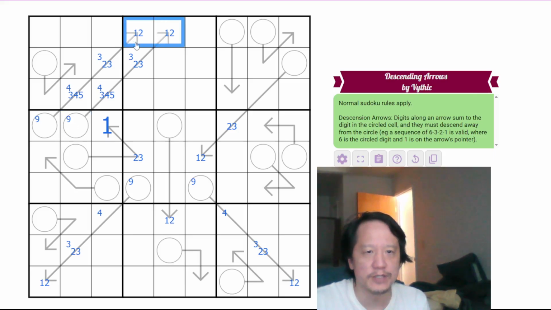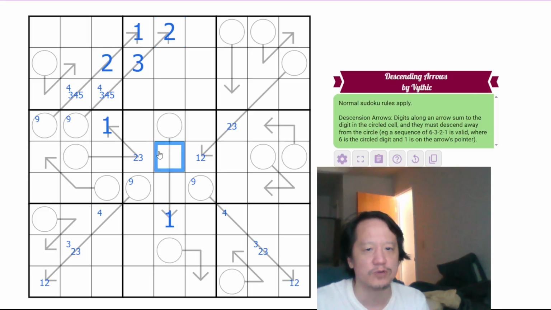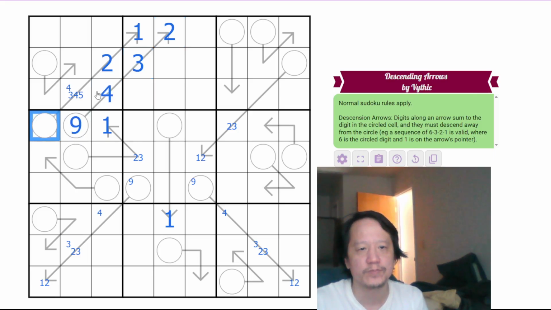This 1, 2 pair eliminates 1 and 2 in the rest of the box, so this can't be 2. That's 3, which makes that 2. This has to be less than 2, so that's 1. This 3 eliminates 1 here, so it's 2. This can't be 2, it's 1 there. So this must be 2, 3, and 4, adding up to 9 there.